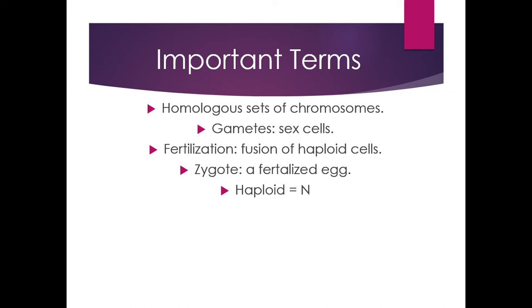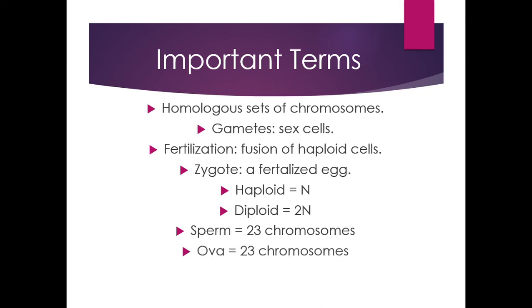Okay, we're going to study a little bit of mathematics in here. Diploid is 2n. n basically means the total amount that we have, or the total population, but in this case we are referring specifically to chromosomes. So we talk about a haploid sex cell, for example a sperm, that has 23 chromosomes, or the ova that has 23 chromosomes as well.